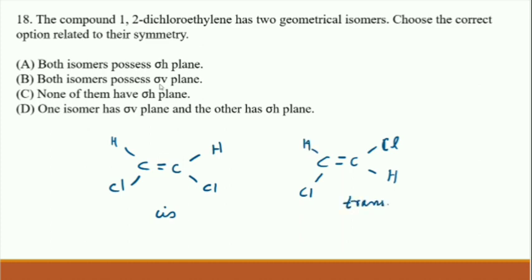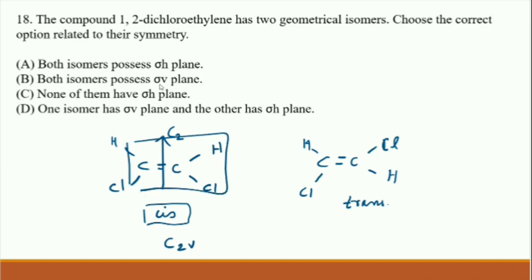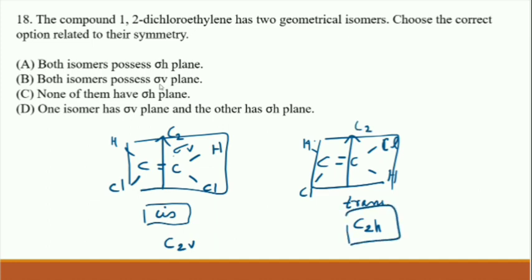And in the cis isomer, the point group symmetry will be C2V, because a sigma V plane is there, a C2 axis is there, and another sigma V plane is also present. And here the point group will be C2H. Why? A horizontal plane is present and a C2 axis. So C2H is the point group of trans 1,2-dichloroethylene.